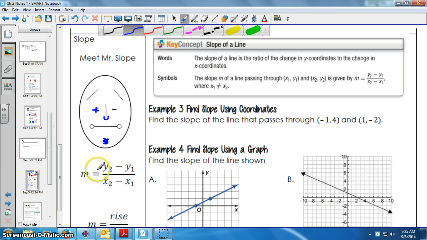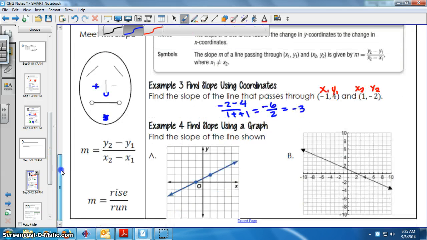Our slope formula we already talked about and you've seen before, so it should be review. What we're going to do is go ahead and plug this in. Here's our x1, here's our y1, here's our x2, and here's our y2. Then we're just going to plug it into our formula and simplify. So we have -2 minus 4 over 1 minus -1. Make sure that double negative changes to a positive, and we would get -6 over 2, and we would wind up with -3 as our slope.